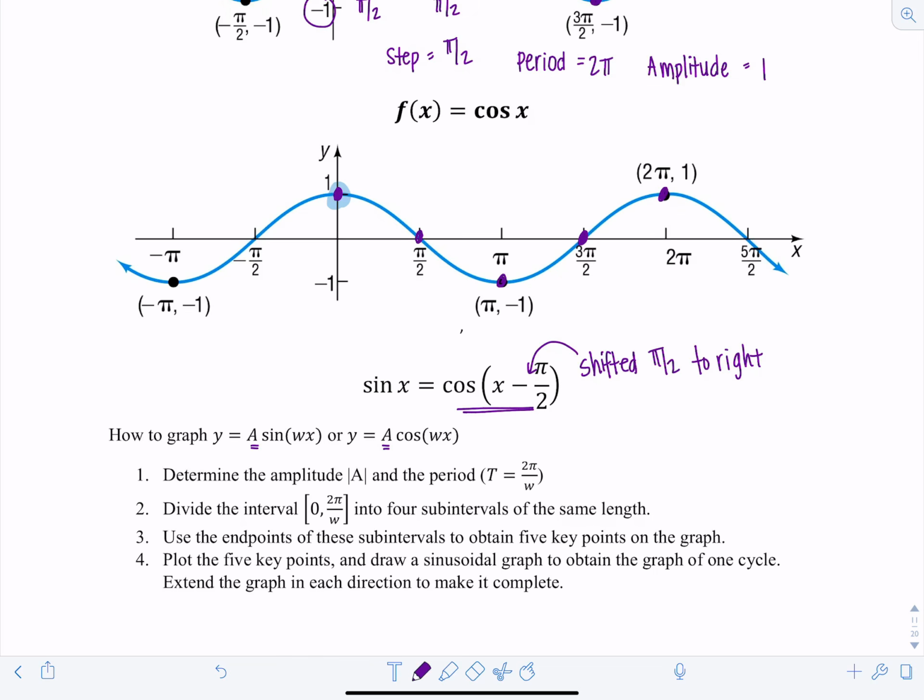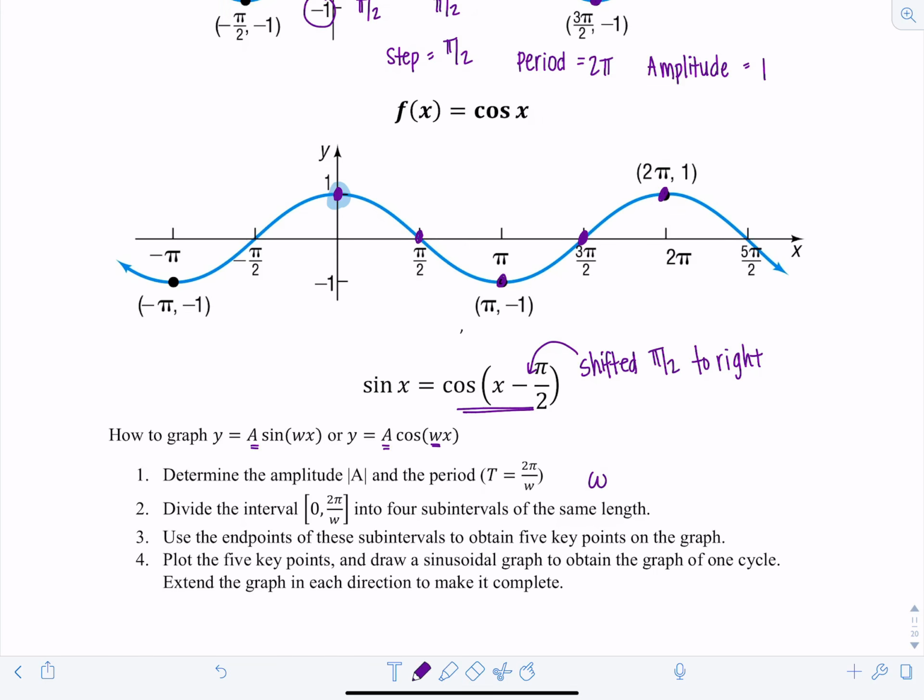The period, some books call it T, whatever. You can just say the period equals 2 pi divided by omega. That should be like this kind of an omega. Whatever the coefficient is on x, okay?